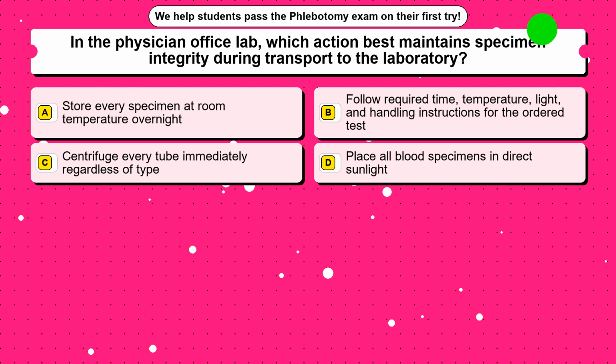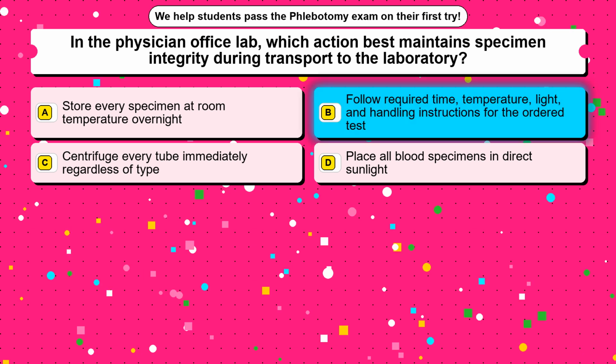Question 62. In the physician office lab, which action best maintains specimen integrity during transport to the laboratory? Option A, store every specimen at room temperature overnight. Option B, follow required time, temperature, light, and handling instructions for the ordered test. Option C, centrifuge every tube immediately regardless of type. Option D, place all blood specimens in direct sunlight. The correct answer is option B.